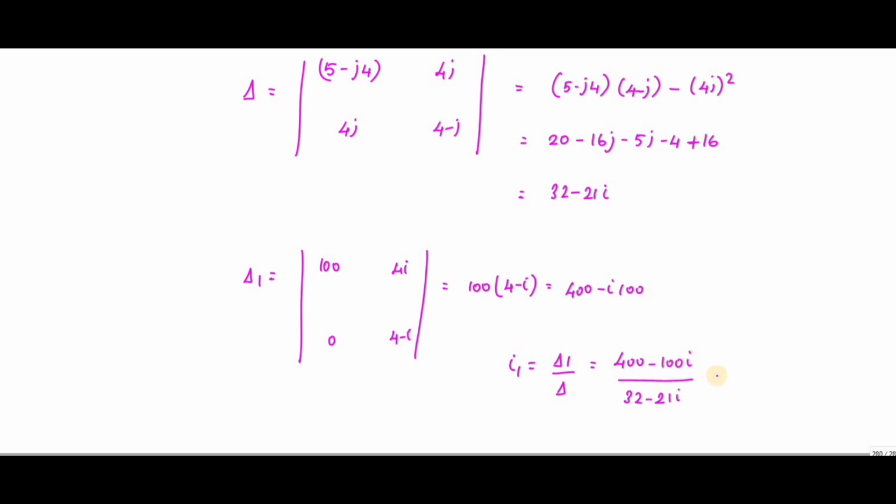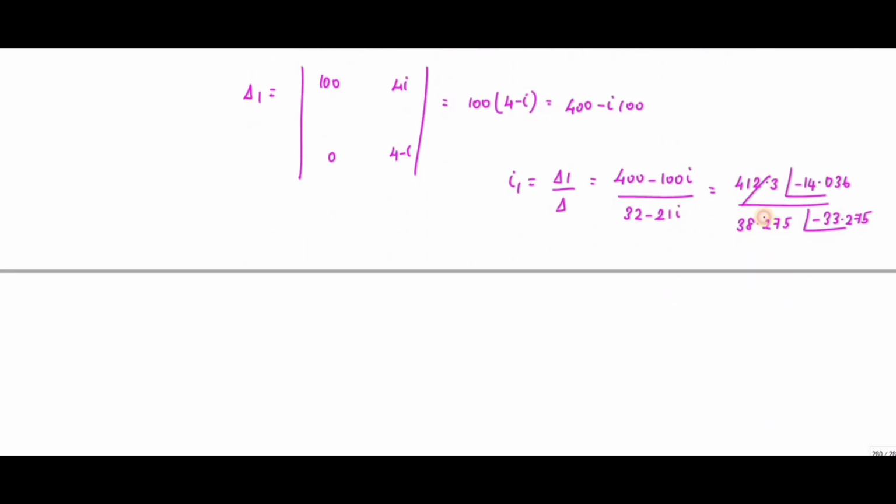If you solve these values, you have to convert them into polar form. 400j in polar form is 400 angle 90 degrees, and 32 minus 21j is 38.275 angle minus 33.275 degrees. So if I divide, the magnitude is 10.45 and the angle is 90 plus 33.275. So I have found the value of I1.